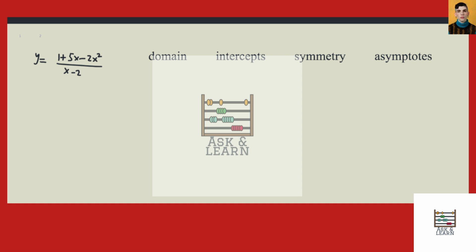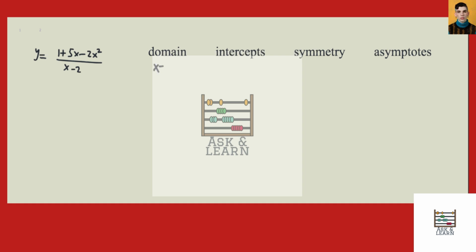So here our domain is restricted to x cannot equal 2 because the denominator cannot equal 0. And now we have intercepts at (0, negative 1/2). And we have two more at approximately negative 0.20 and 2.70. Symmetry: none.